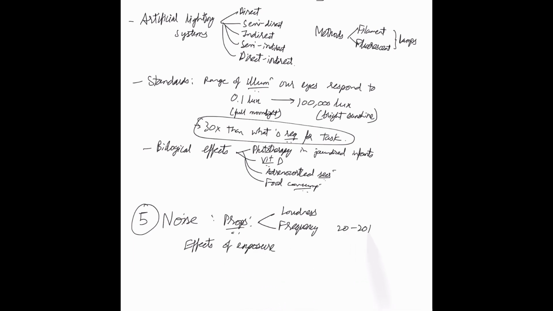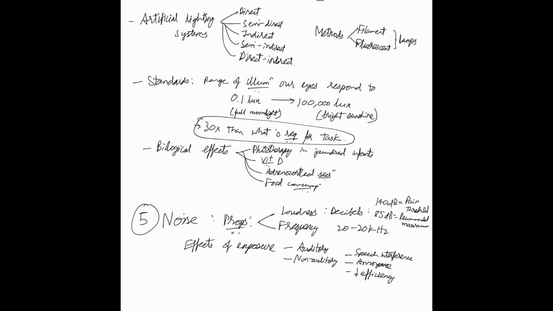Next we have noise. What is noise? What are the properties of noise? Loudness, plus amplitude and frequency. Loudness is measured in decibels. 85 decibels is the recommended maximum, and 140 decibels is the pain threshold. And the frequency: the human range of hearing is between 20 to 20,000 hertz.